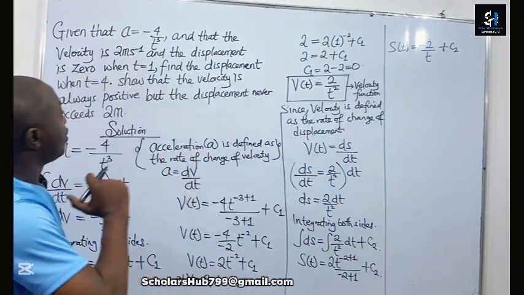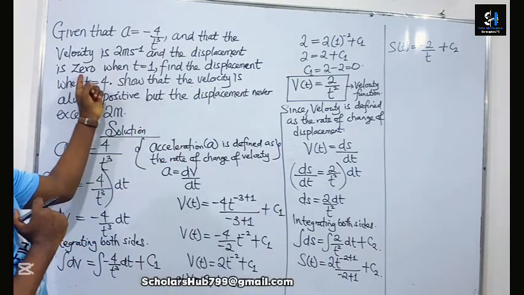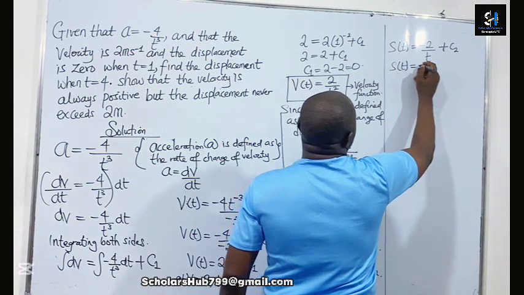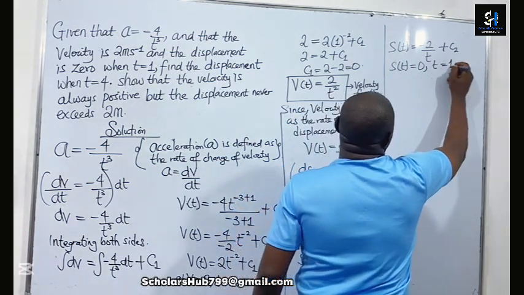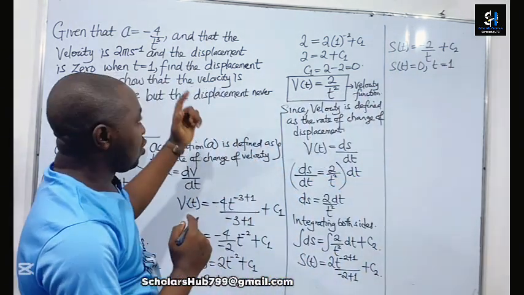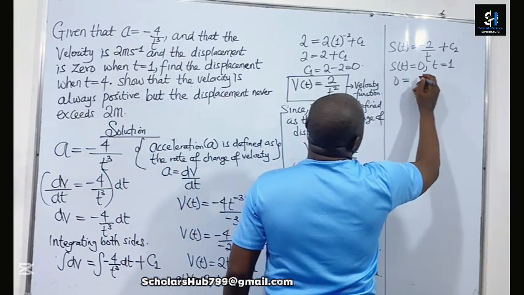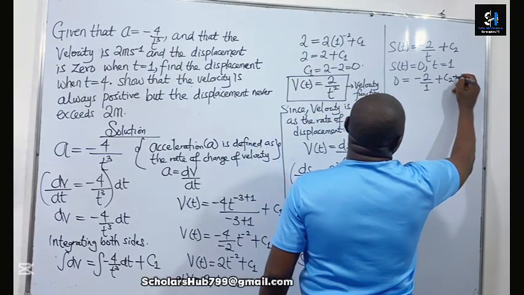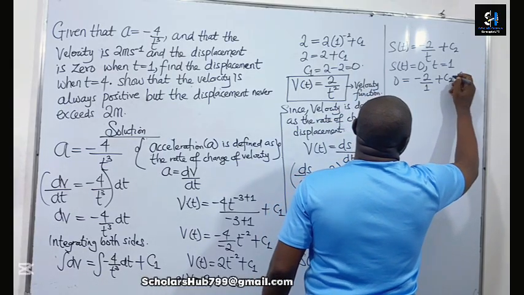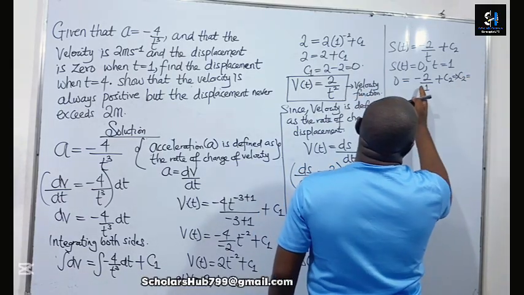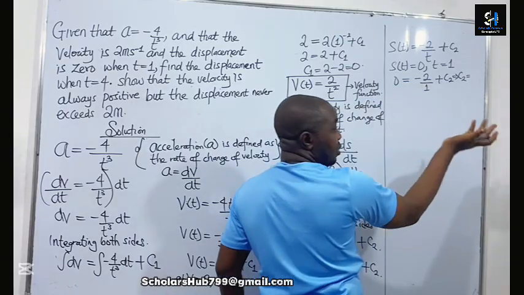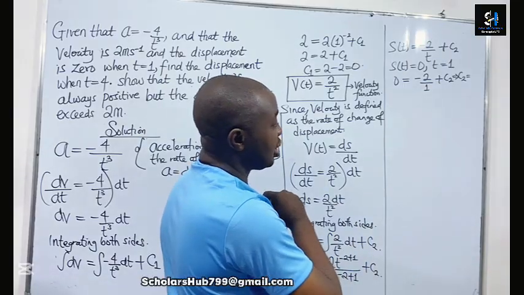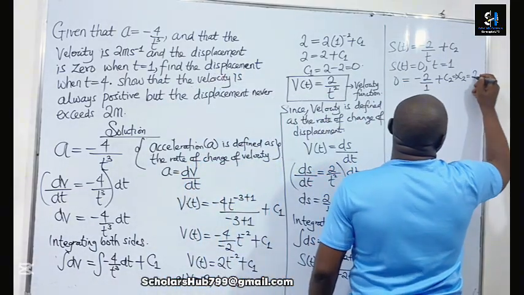Now, we have here that the displacement is 0 when t is equal to 1. So when the value of s is 0, then the value of t will be 1 according to the question. So this will be 0 equals negative 2 over 1 plus c2. So c2 will be equal to minus 2 over 1, that will be minus 2. I'll carry it to the left hand side to become plus 2. So c2 will be equal to 2.